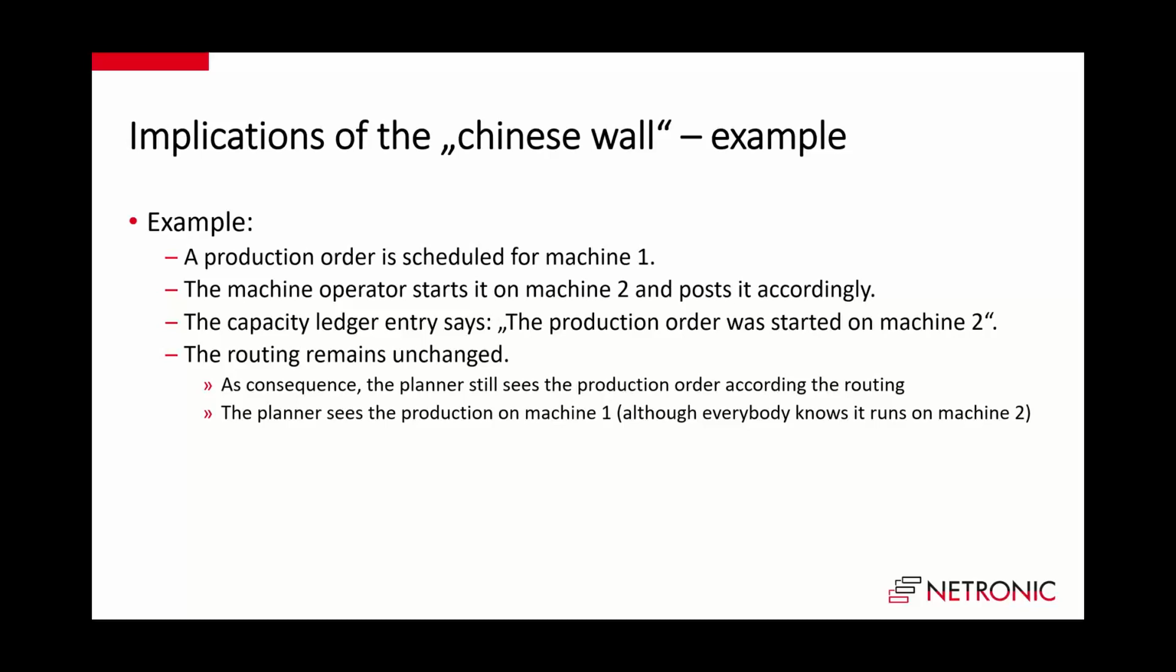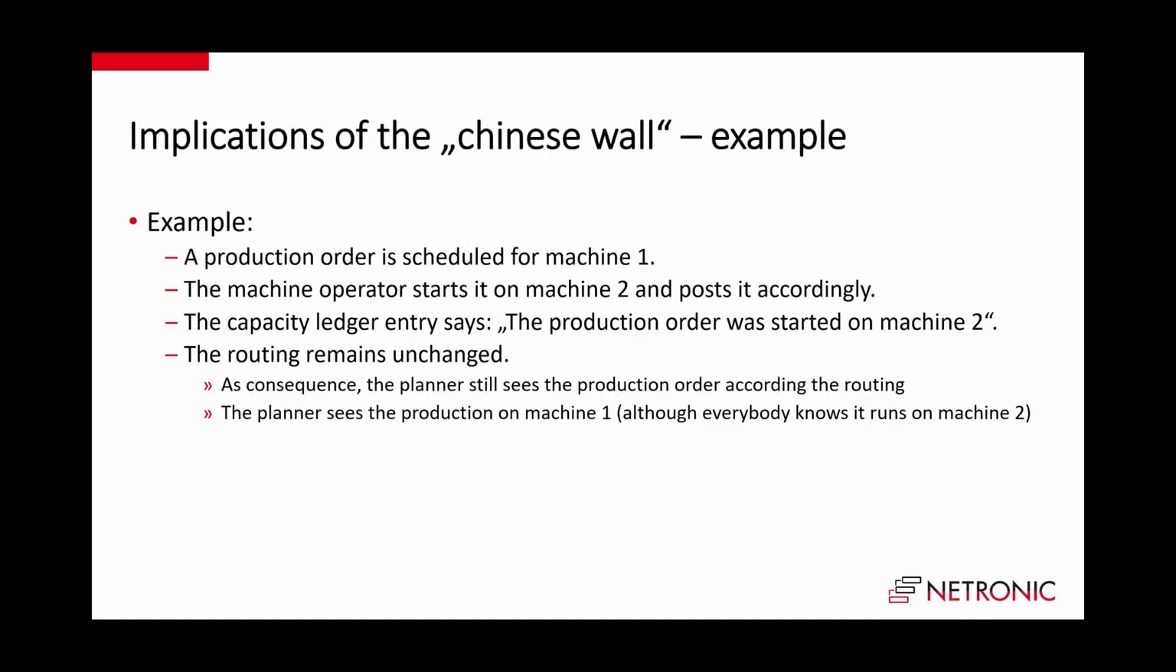So as a consequence, when this customer looked at the VAPS, the planner still saw the production order according to the routing. So the planner looked at the VAPS, and for this entire week, this super prominent production order was on machine 1, whereas the whole company knew that the production order actually was running on machine 2. And then everybody said, hey, the scheduler is wrong. It is crap, it's shit, whatever. They found nice words to articulate what everybody knew, that the schedule was showing the wrong information.